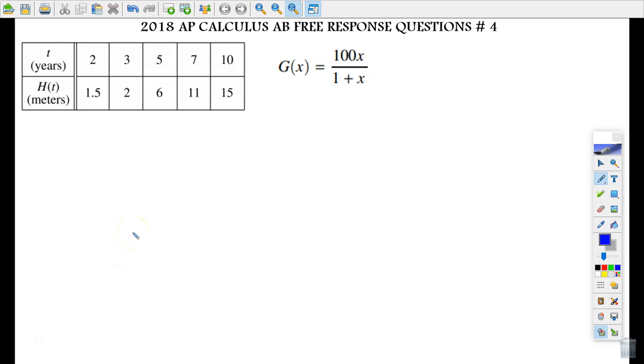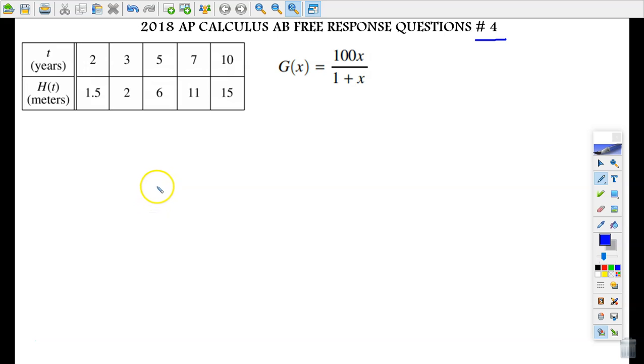In this video, we're going to be talking about question 4 from the 2018 free response portion. In this problem, we're given this table showing the years and the height of the tree over this specific time interval between year 2 and year 10. And also we know that this h function is a twice differentiable function.